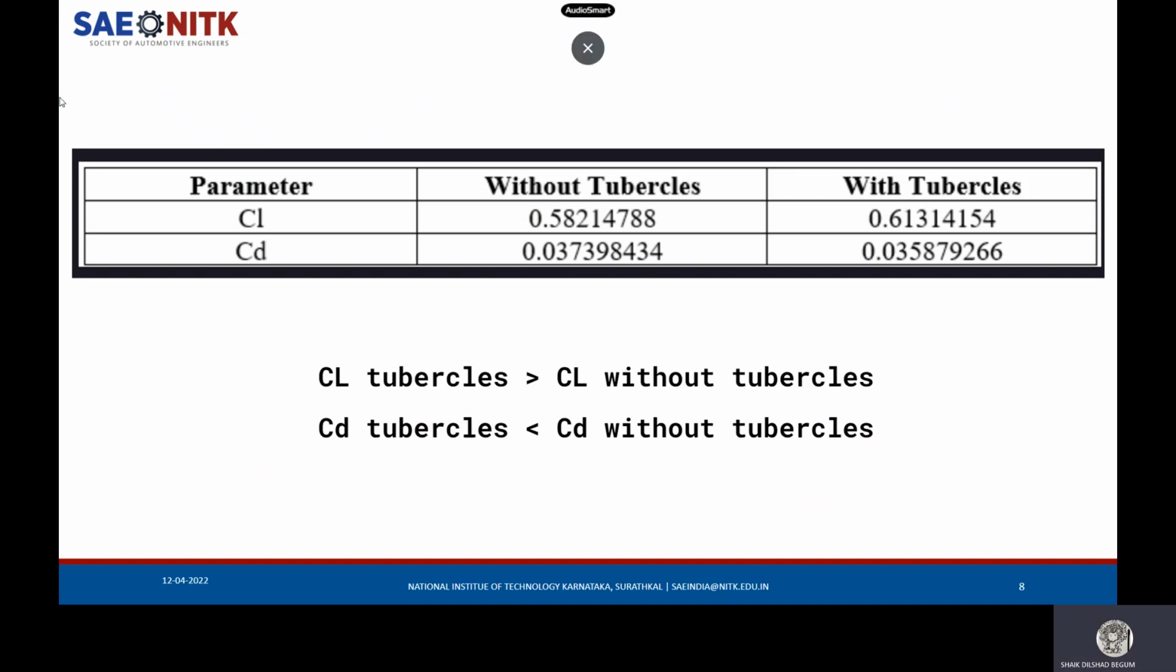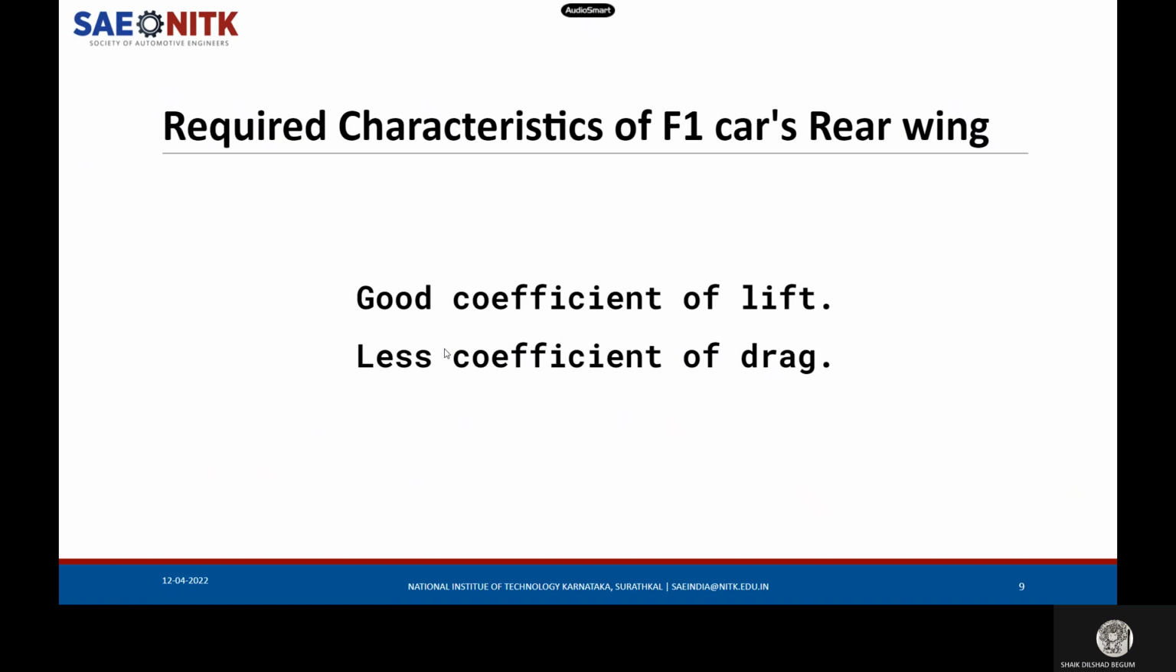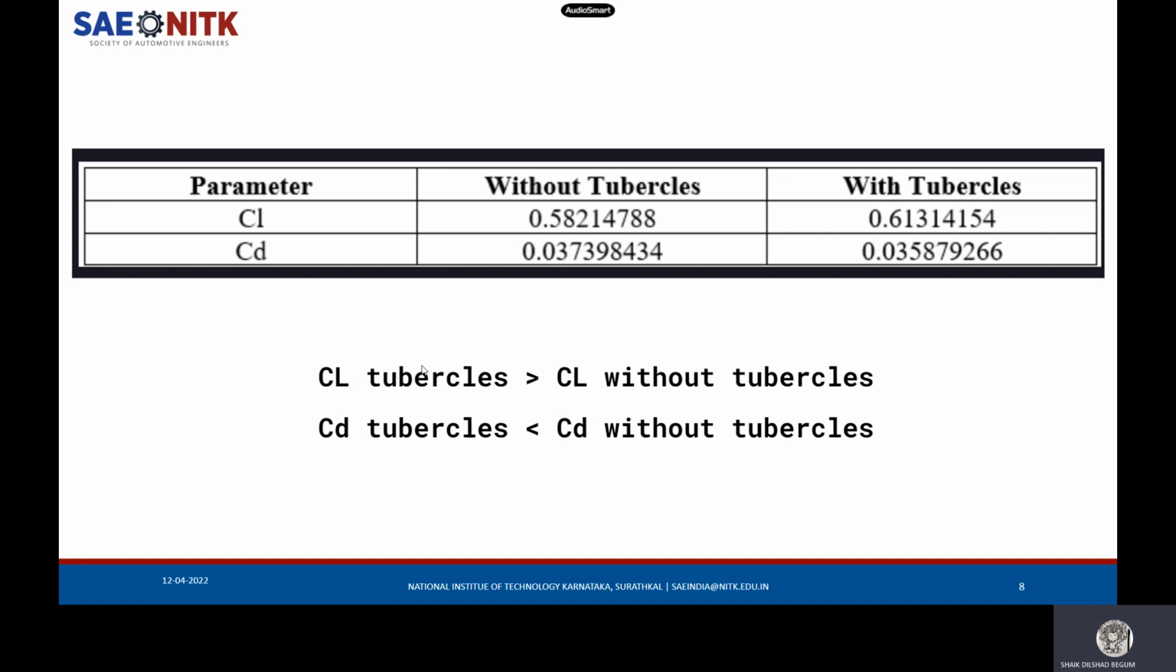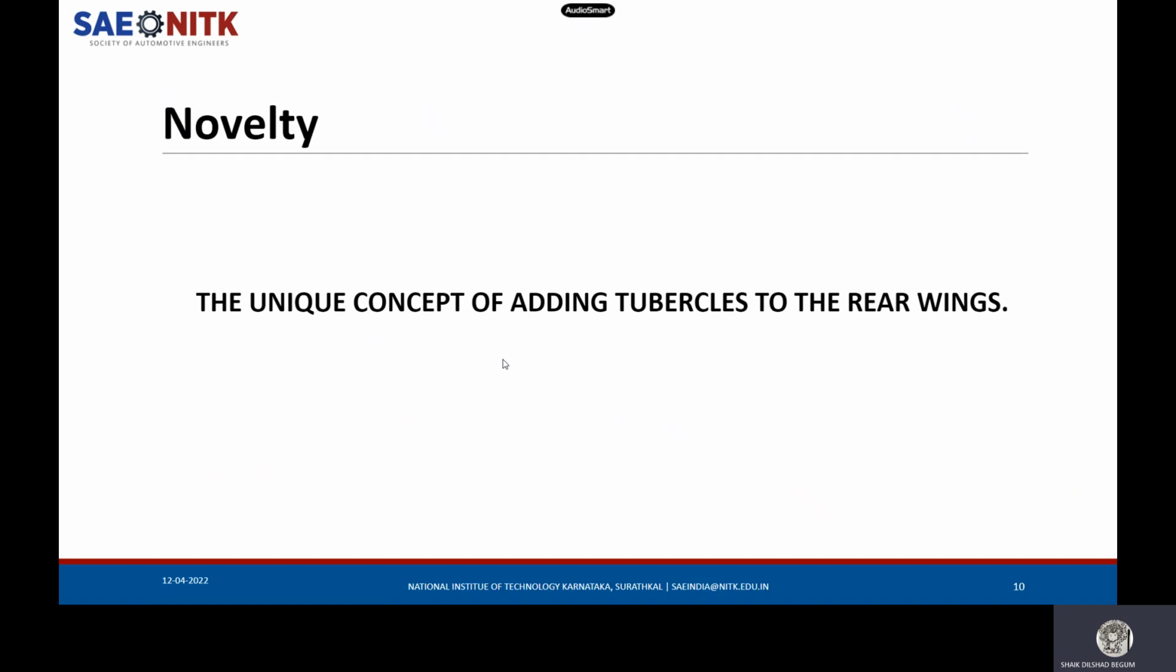So as a comparison, you can see the coefficient of lift for the tubercles model is greater than the coefficient of lift without tubercles model. And the coefficient of drag for the tubercles model is less than the coefficient of drag without tubercles model. So the required characteristics of an F1 car's rear wing is good coefficient of lift and less coefficient of drag, which we got in this comparison. The novelty of the project is the unique concept of adding tubercles to the rear wings.